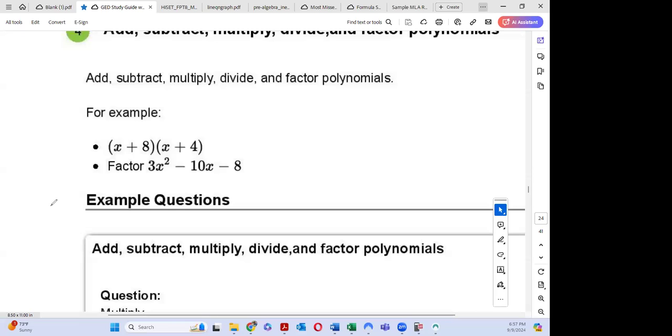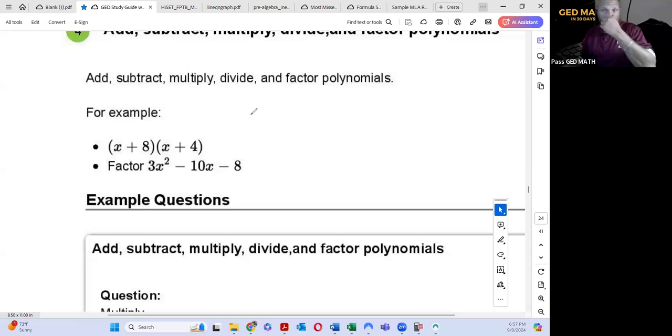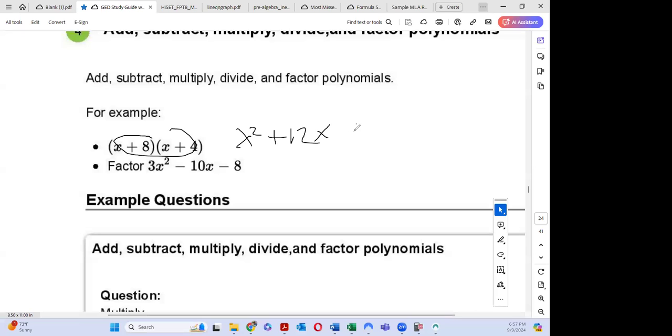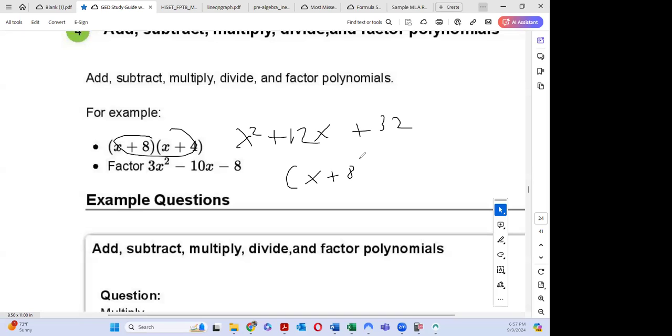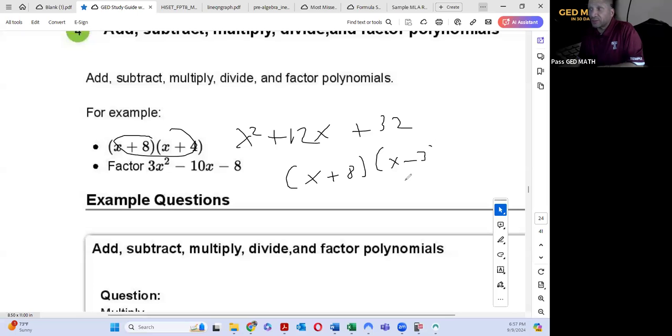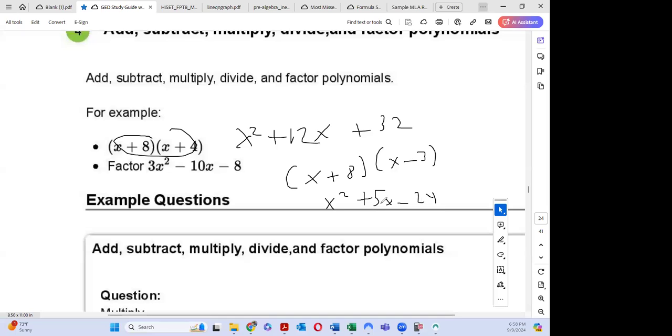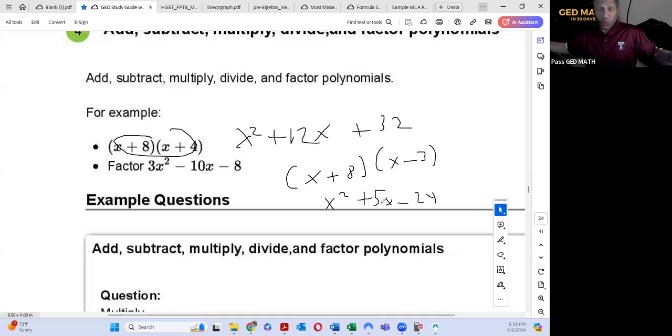But again, practice. To me, I can do this problem in 2 seconds. X squared plus 12x plus 32. Because there's a shortcut to the madness. If the coefficient of your variable is 1, watch this. 8 minus 3 is 5. So x squared plus 5x. And then 8 times minus 3 is minus 24. So I combine the two numbers. 8 minus 3 is 5, so that's going to be the coefficient of my middle term. And then 8 times minus 3 is minus 24.